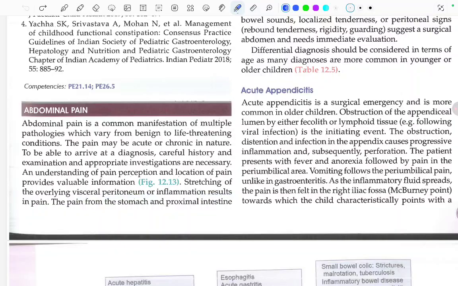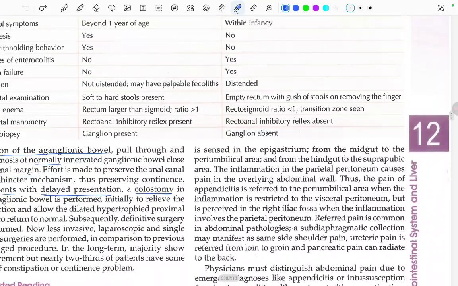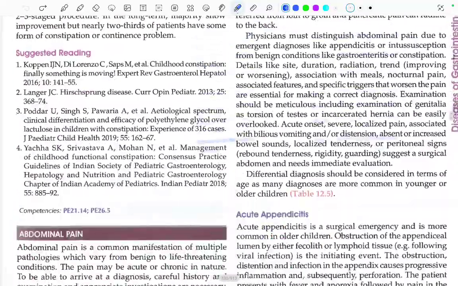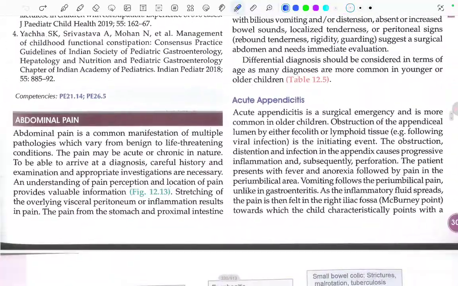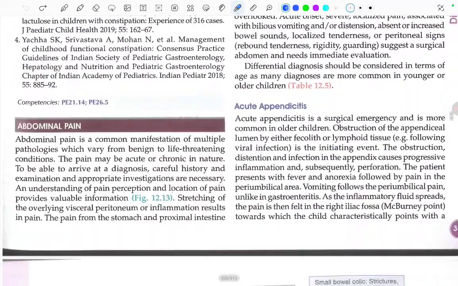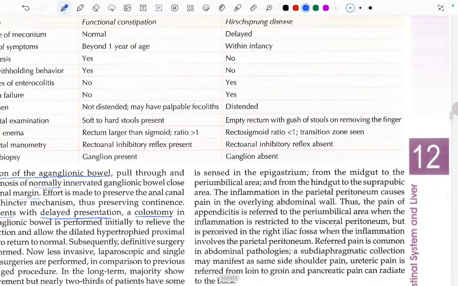The pain from the stomach and the proximal intestines is sensed in the epigastrium, from the midgut to the periumbilical area, and from the hindgut to the suprapubic area. So what is being written here is that the pain from the stomach and the proximal intestines is sensed in the epigastrium. If there is pain in the epigastrium, that means something is there in the stomach and proximal intestines. But if the pain is from the midgut, then it goes to the periumbilical area, and if it is from the hindgut, then it goes to the suprapubic area.